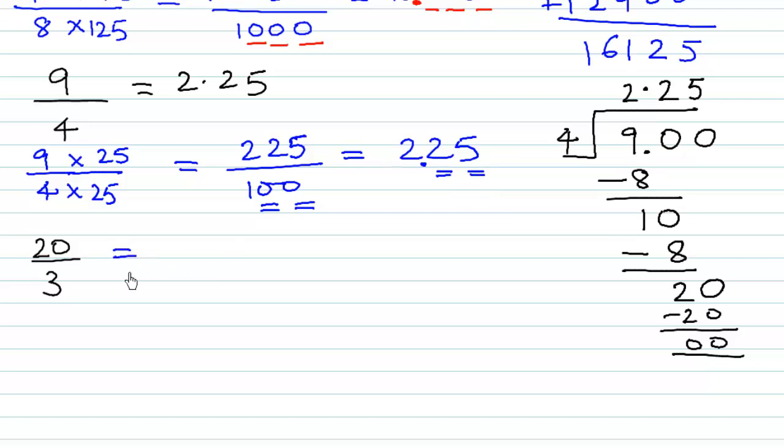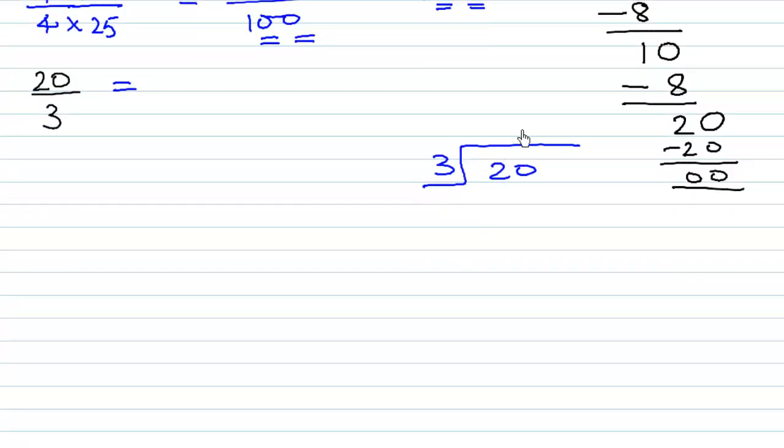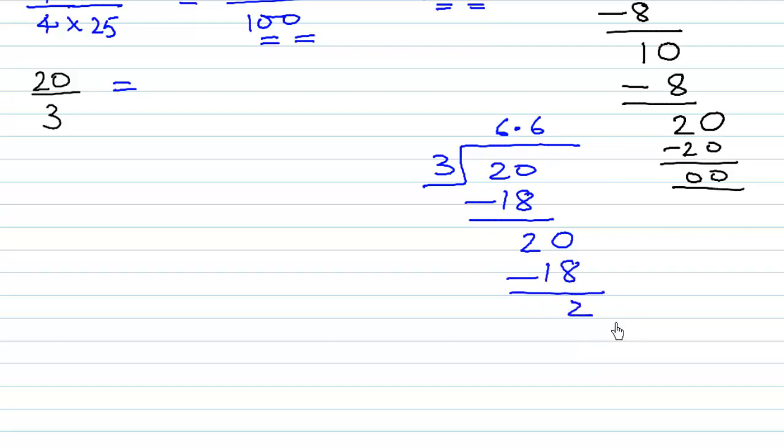And what about this? 20 upon 3. The first way is to divide it in the corner. 20 upon 3. 3 6s are 18, and we have 2 as the remainder. We can put a point over here and put a 0 at one time. 3 6s are 18 again, and again the remainder is 2. We can put a 0 at one time, and we have 3 6s are 18. So you see that this goes on and on and on. So we have to stop somewhere.